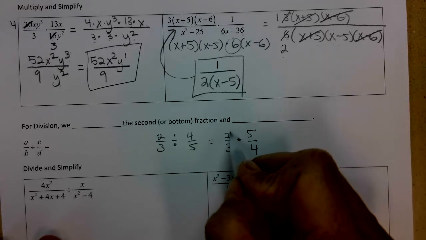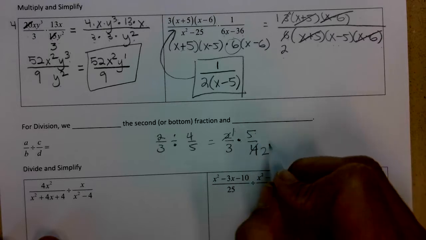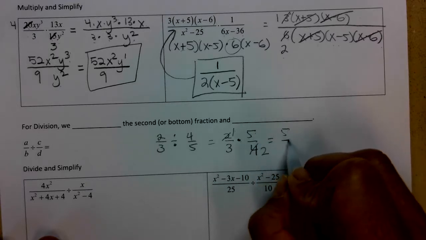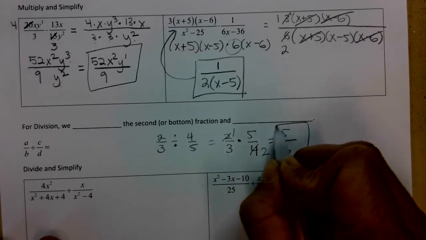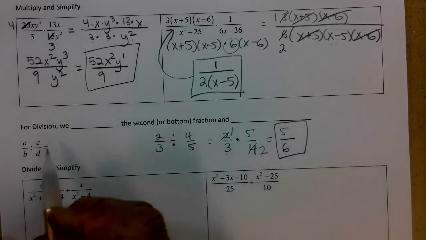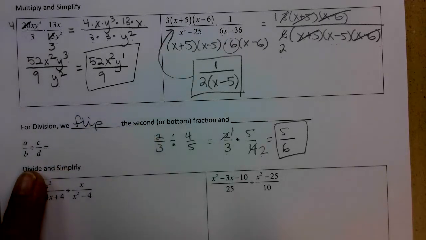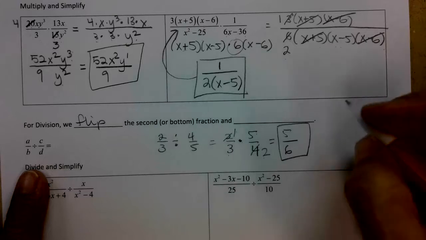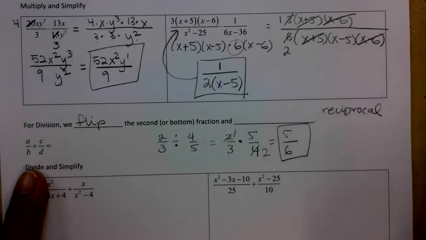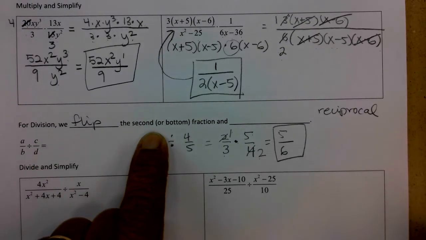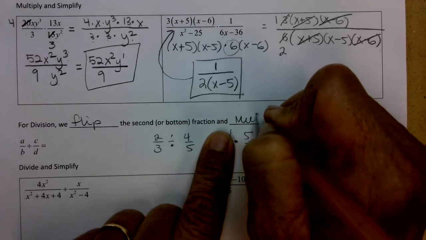Let's see, and I can reduce, right? The 2 goes into the 4 twice. Multiply across the top. 1 times 5 is 5. And across the bottom, 3 times 2 is 6. So for divisions, we flip the second fraction. So reciprocal, right? Reciprocal is the vocabulary word. We flip the second fraction or the bottom fraction, and then we multiply.